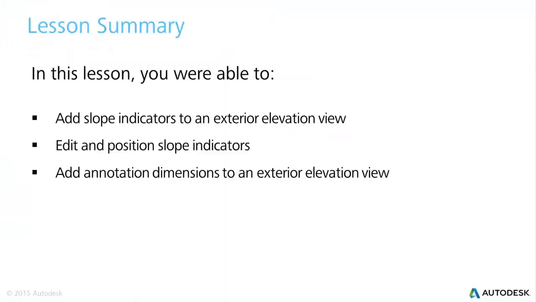Let's review the lesson objectives for Video 8. In this lesson, you were able to add slope indicators to roof elements in an exterior elevation view. We were able to edit and position the slope indicators. And then finally, we added a continuous annotation dimension string to the exterior elevation view.